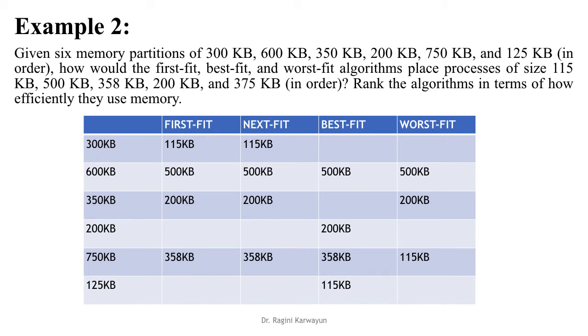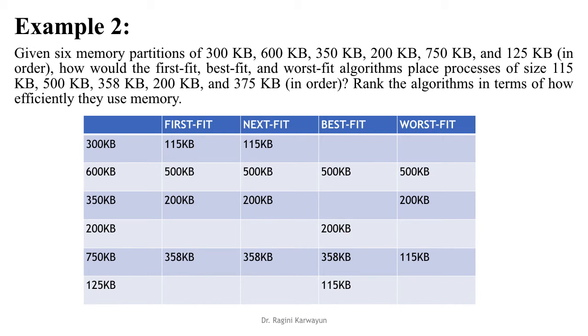Then we have 200 KB. For 200 KB, the best hole is 200 KB. Again 375 KB is left out because there is no free partition big enough to hold a 375 KB process.